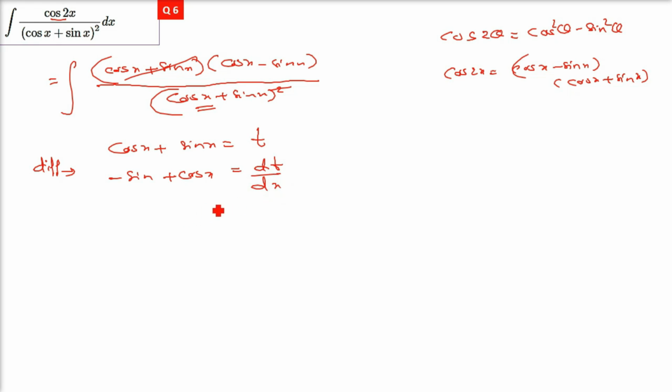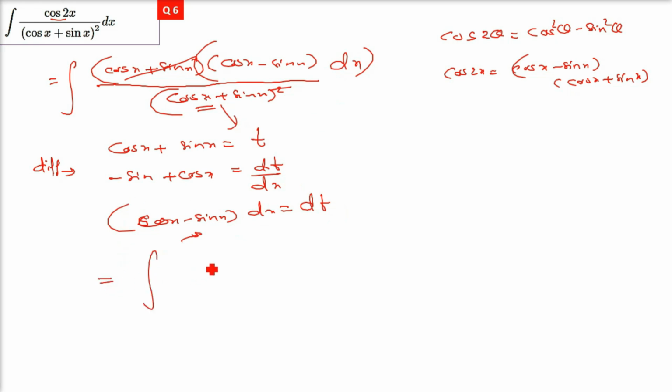Now take this dx on the left, that is cross multiply. What do you get? Actually, it's cos x minus sin x into dx equals to dt, and this cos x minus sin x into dx is already there in the numerator which you see here. So from here to here is actually dt. So let us replace this by dt because cos x plus sin x we have already taken as t. So this is how it will go.